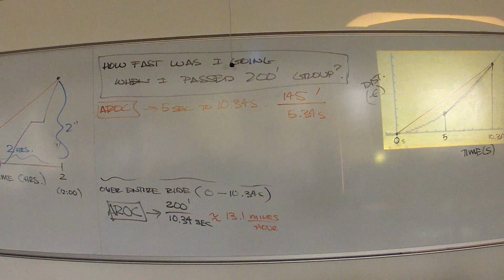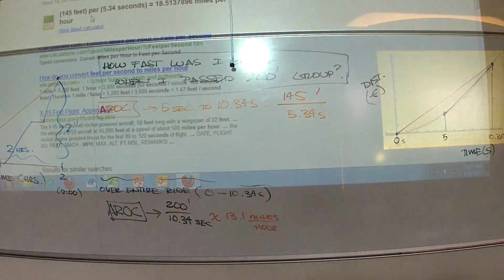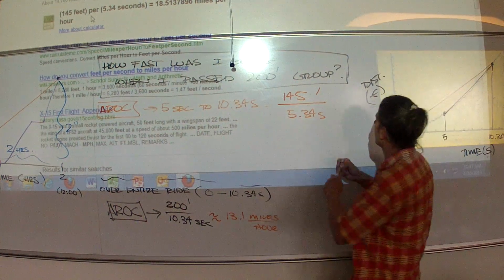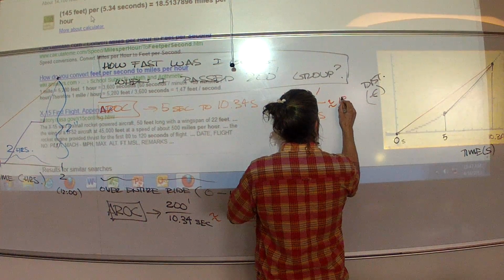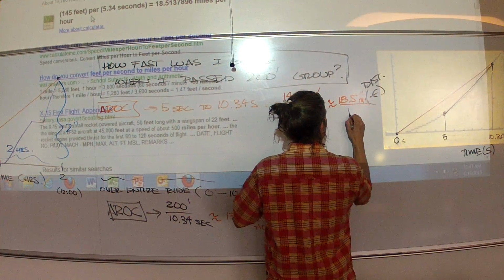We can also recalculate the average speed for the first 5 seconds, and it's ridiculously slow. So now we've got 145 feet per 5.34 seconds. Friends, that means I was going, on average, about 18.5 miles an hour. On average before, it was about 13 miles an hour. Now this is about 18.5 miles per hour.